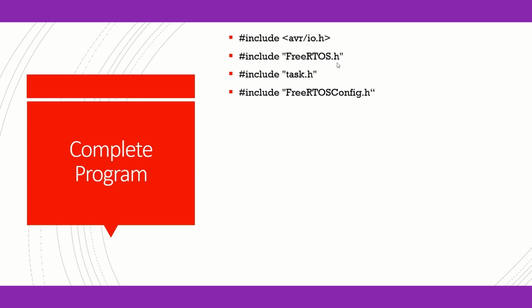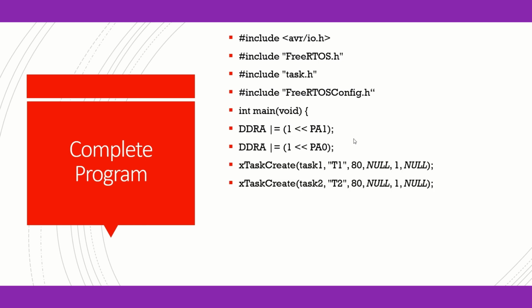So this is the complete program. We have to include some header files corresponding to FreeRTOS and AVR header files for the ATmega16 MCU. Then we have to do some basic hardware configuration. These two statements will configure PA0 and PA1 in output mode. Then we have to create two tasks using the xTaskCreate API function, and then we have to start the scheduler using vTaskStartScheduler.